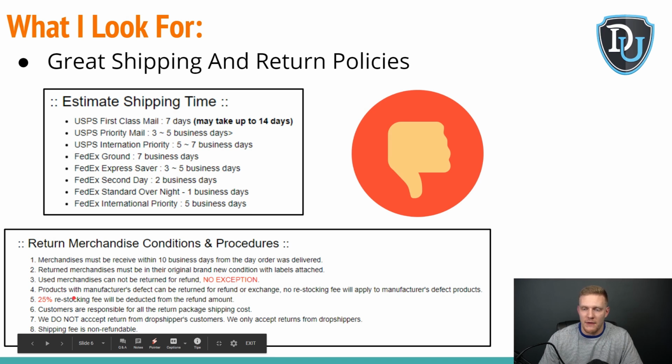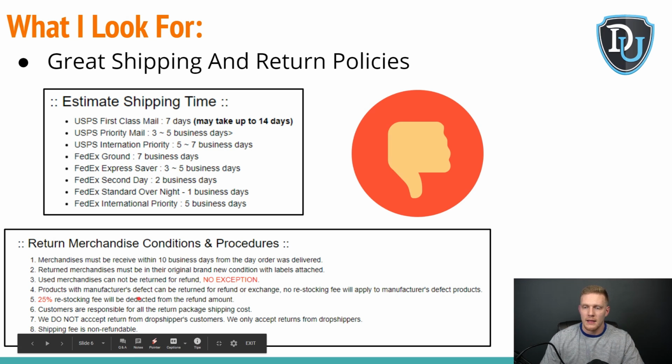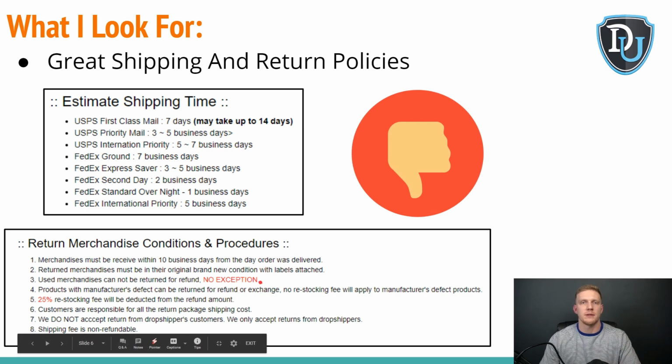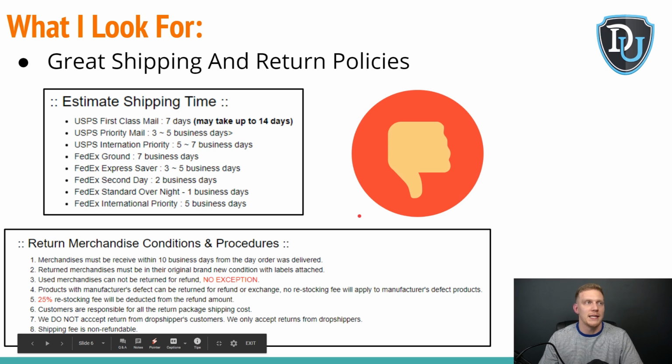Products with manufacturer's defects can be returned for refund or exchange, no restocking fee. That's pretty standard. Then it says 25% restocking fee will be deducted from the regular refund amount. That's a lot. Usually 20% is the max. I've seen 30 sometimes, but 25, it's pretty high. And then you have to pay for the return shipping as well. So again, it just seems pretty unadvantageous to be using this supplier, because if their items didn't look too great on their main page, people will start returning them, and then you're going to have to start eating all these return fees. And it's really nothing that you want to be dealing with.